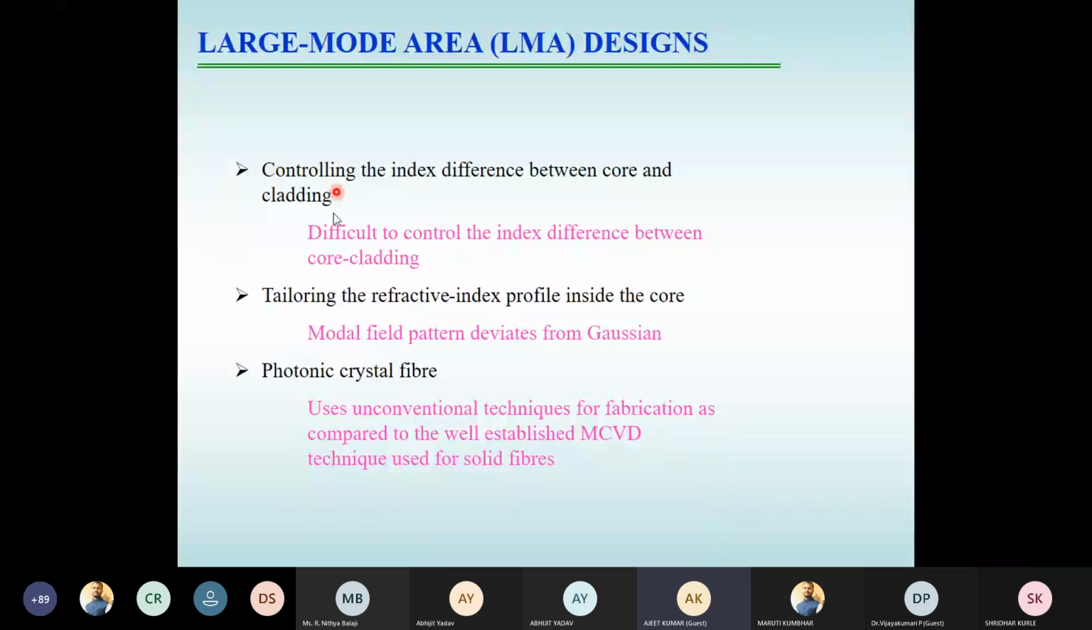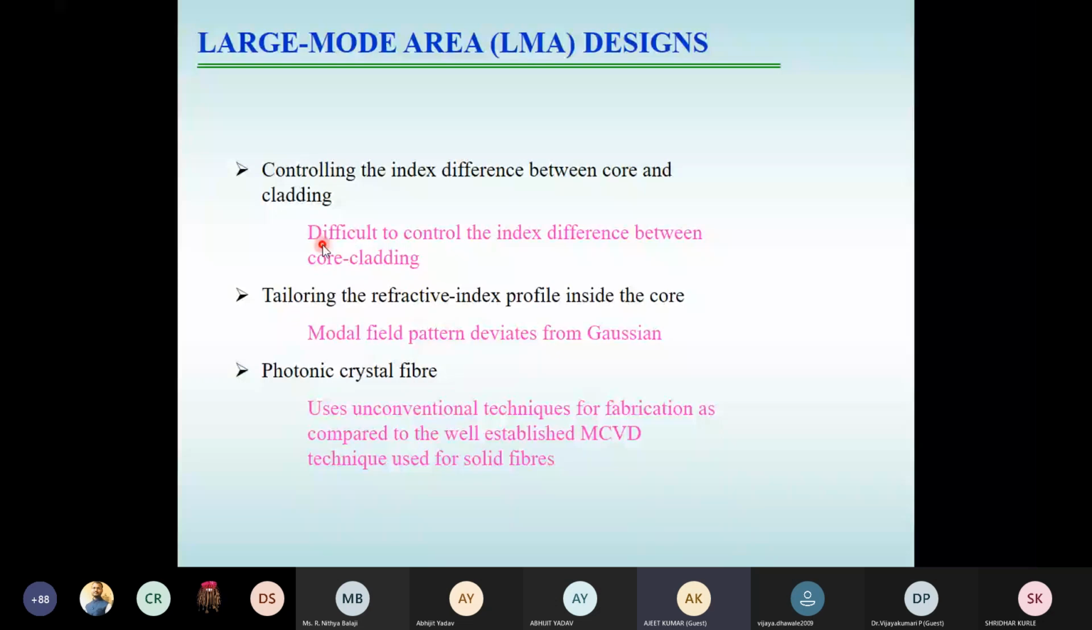So mainly if you categorize these LMA designs, one way to achieve this is by controlling the index difference between core and cladding. Means you decrease this n1 minus n2 value and increase the a value. So with the help of that, you can increase the a value. But there is a problem in the fabrication. It's very difficult to control the index difference between the core and cladding.